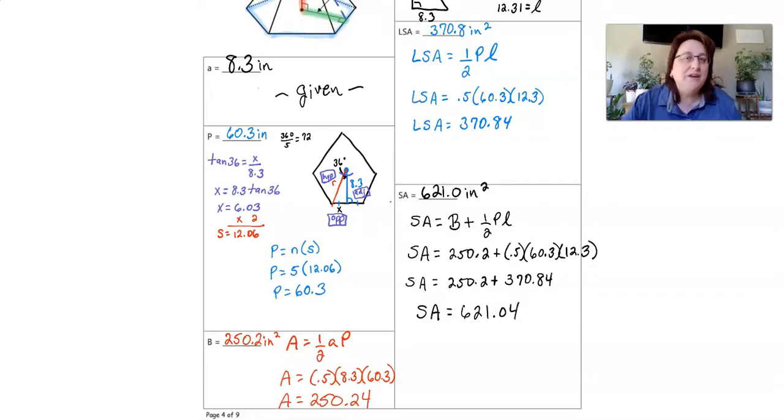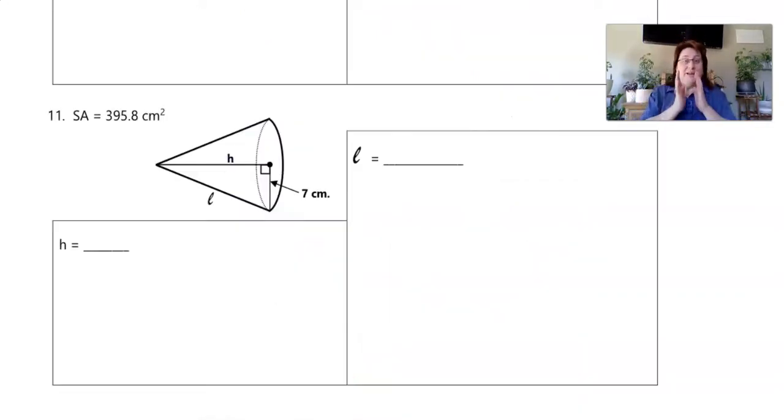Hey guys, let's go down to number 11 and let's work that one out together. All right, here at number 11, you guys, now we have a cone. Now, I'm going to work this one out with you because it gives us the surface area. And we need to work backwards in order to find the height and the slant height.